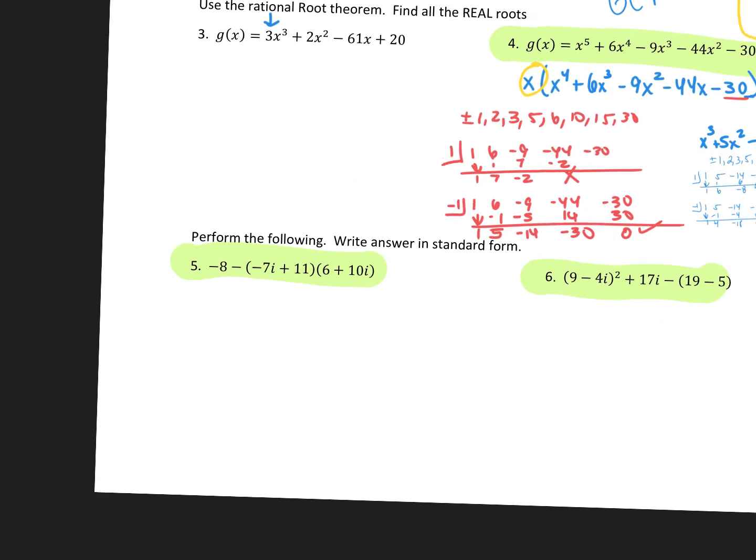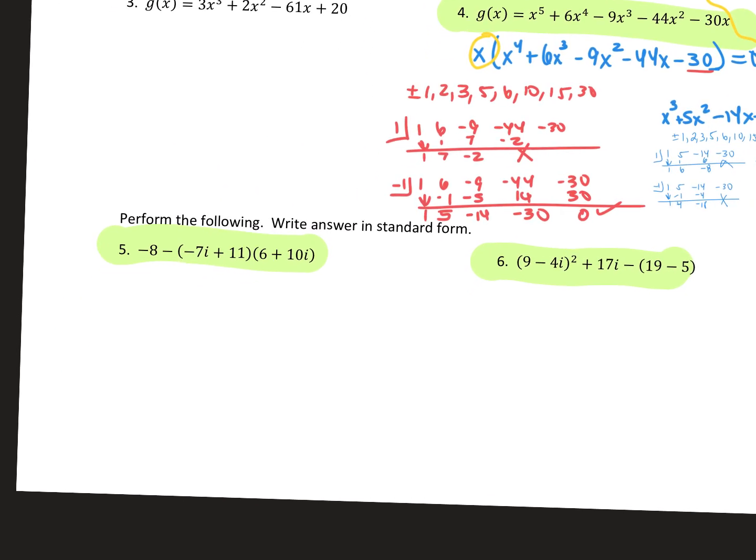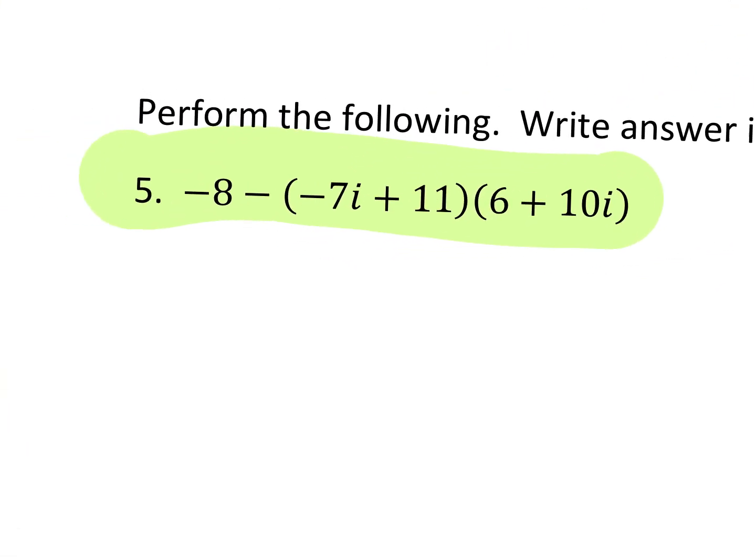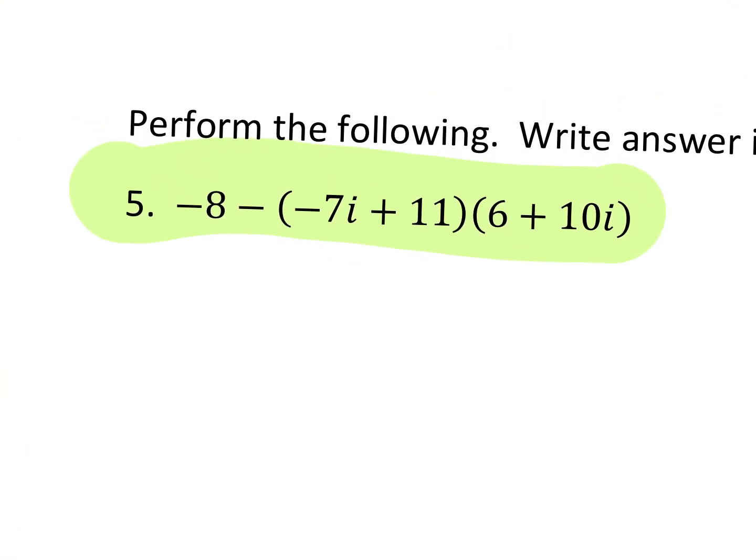All right, let's look at 5 and 6. All right, 5 and 6, all you're doing, guys, is just basic algebra. Basic computation. Real stays with real. Imaginary stays with imaginary. When we see i squared, we cross it off and put negative 1, right? You cross it off, change the sign. So what do we do first here?